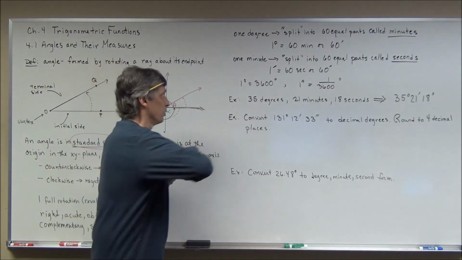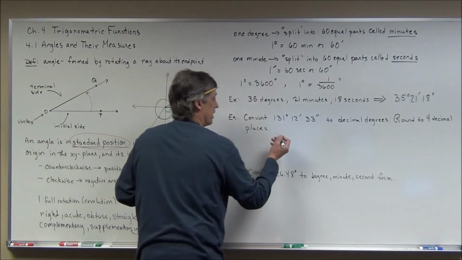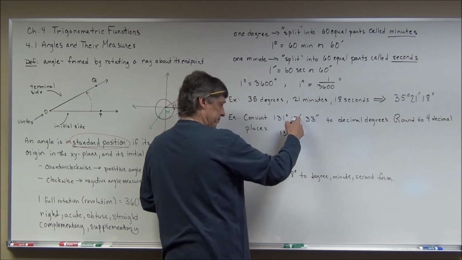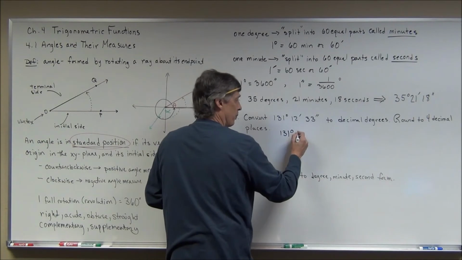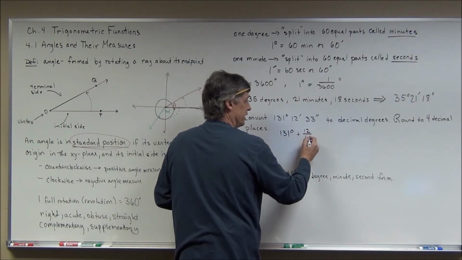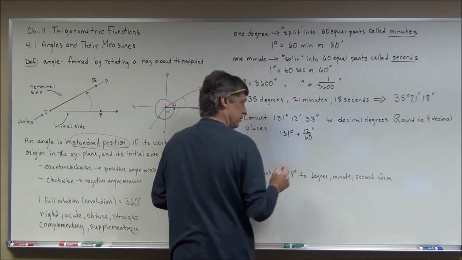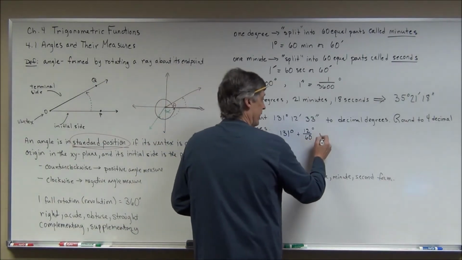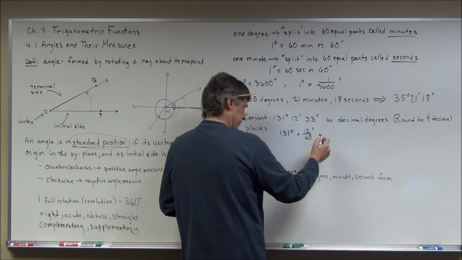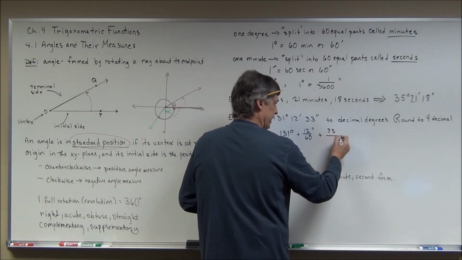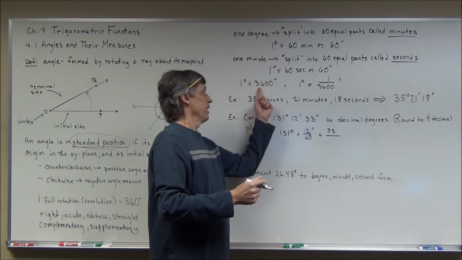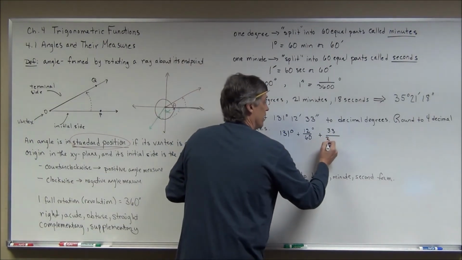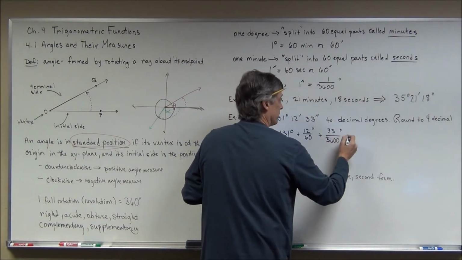So what we're going to do is go to this definition. We're going to take 131 degrees. This is 12 minutes, so that would be 12 out of 60 minutes. So this would also be in degrees, because that's a fraction of a degree. And then we're going to add on to that 33 seconds, which would be 33 seconds out of 3,600 seconds, which is equal to 1 degree. So out of 3,600, and this is also in degrees.